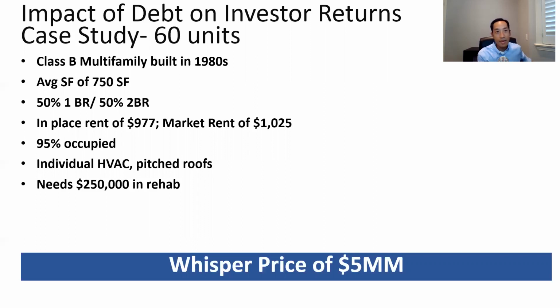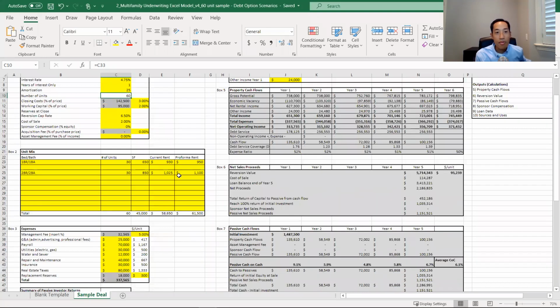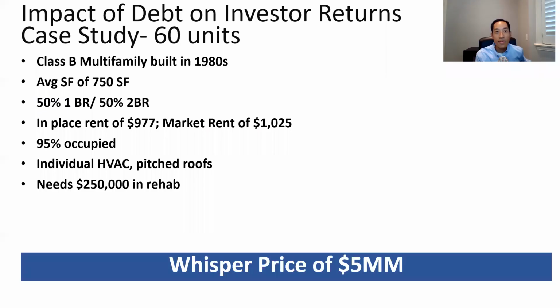So on the sample deal, I just want to show you guys, I just sort of plugged in the numbers here. And what's going to change is not necessarily the inputs around the property. So the unit mix, the expenses, projections, that's all going to stay the same. What's going to be different is box number 1, which is going to be your inputs, which is going to drive your debt assumption.